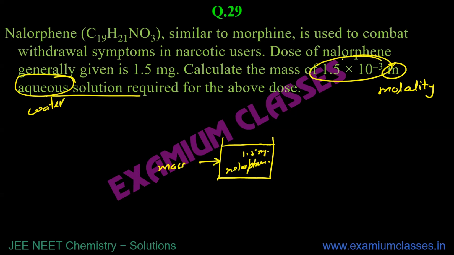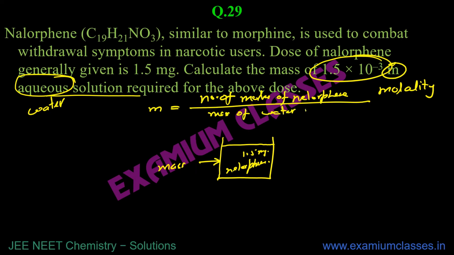The definition of molality is number of moles of nalorphine divided by mass of water in kg. That's something you know, right? So it means you need the molar mass, because the number of moles is needed and the mass is given, you have to convert it into moles. So you need the molar mass of nalorphine.